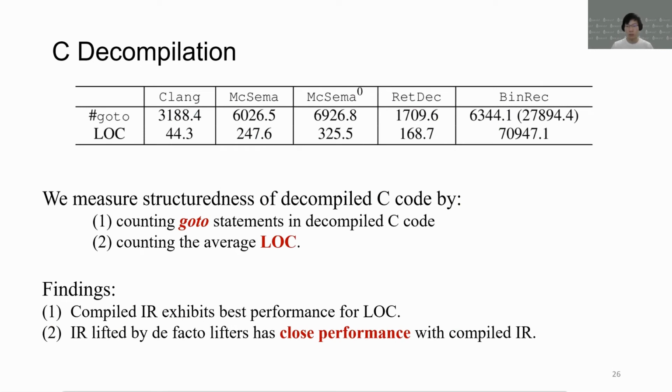For decompilation, we follow existing research and measure the structuredness of decompiled C code by counting the goto statements and the average lines of code. We find that compiled IR generally exhibits better performance than lifted IR, while IR lifted by RetDec has a close performance with compiled IR.